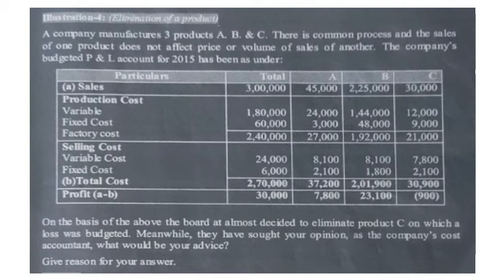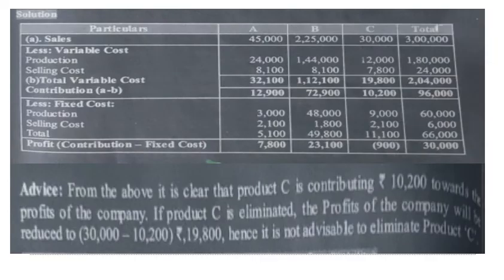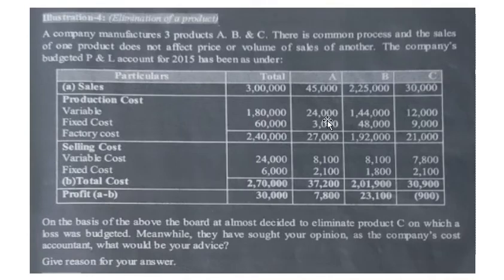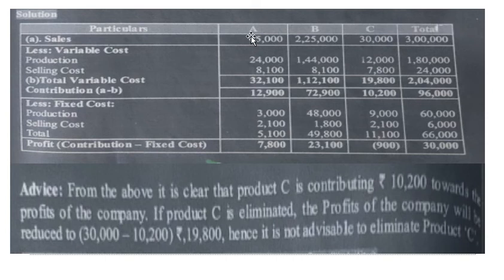So now we are going to classify it. As per the question, sales for A are 45,000, for B 2,25,000, and for C 30,000. So the total will give up to 3 lakh. Next, we will minus variable cost. Sales minus variable cost will give you your contribution. From the contribution we will minus the fixed cost. So now let us minus our variable cost.